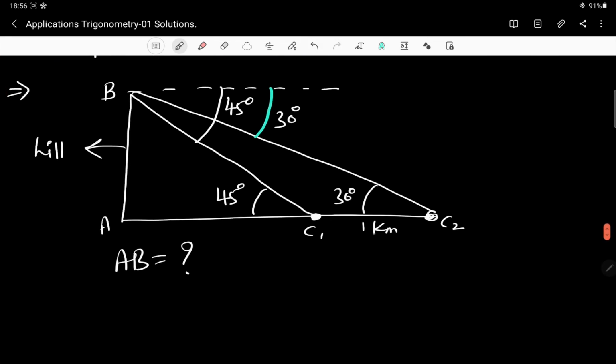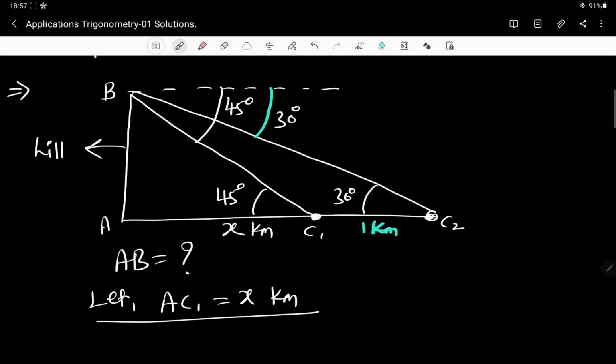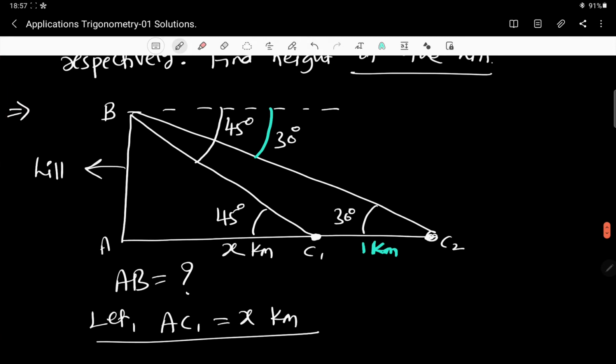Correct. Now how to do this? They have given that these cars are 1 kilometer apart. So this distance, whatever it is, is 1 kilometer, and this distance AC1 is not known. So let us assume this AC1 is x kilometer. Let AC1 be x kilometer. Can I take it like that? Yes, definitely. AC1 is x kilometer we have taken.